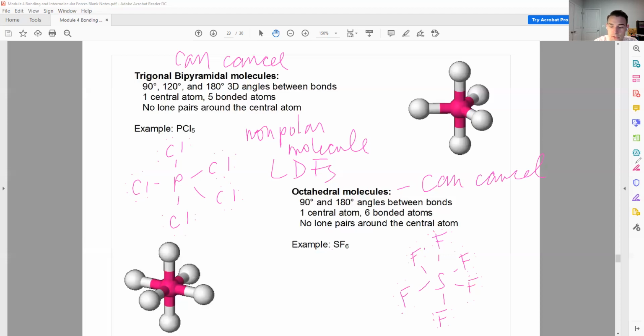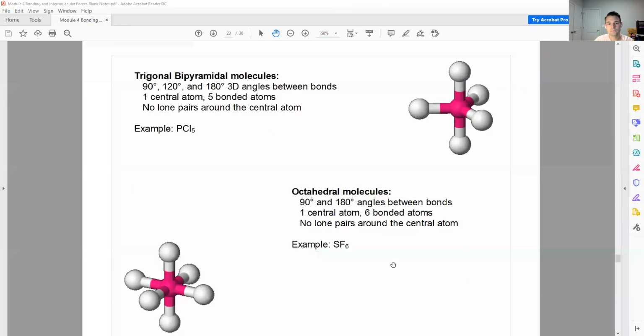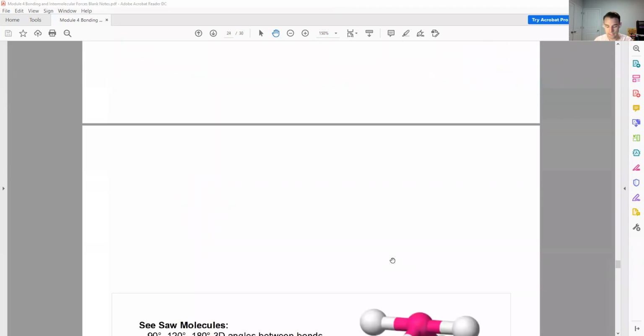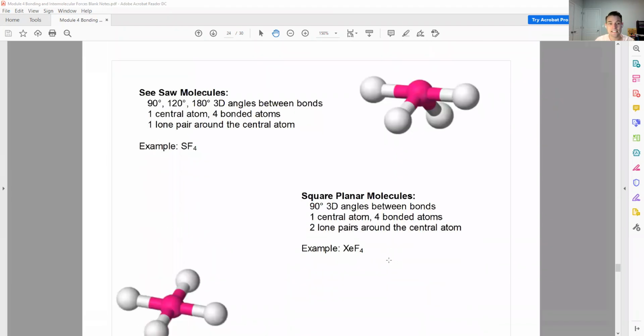So it can cancel. They're all the same bonds. This is a nonpolar molecule. And it is going to have, again, just London dispersion forces because it's nonpolar. Okay, the next two, seesaw.